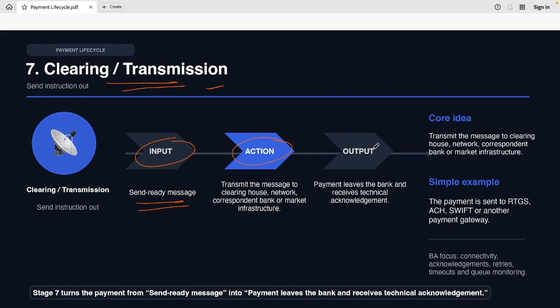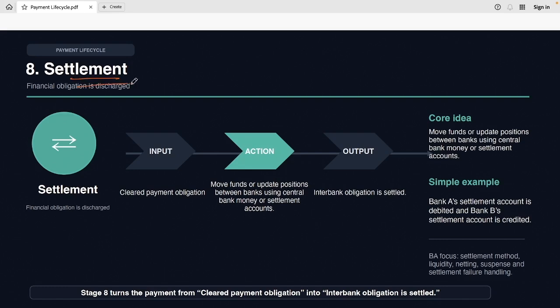And once the payment leaves the bank, it receives a technical response or acknowledgement. So this is the output for this particular stage. In short, stage 7, where clearing or transmission happens, basically converts a send ready message into an externally transmitted payment instruction. The eighth stage is the settlement.